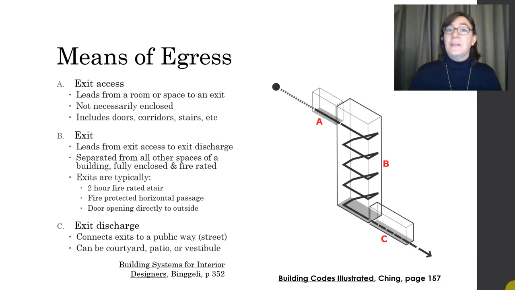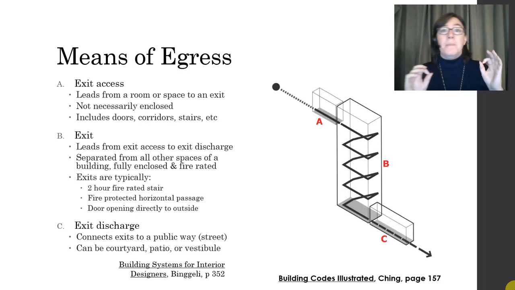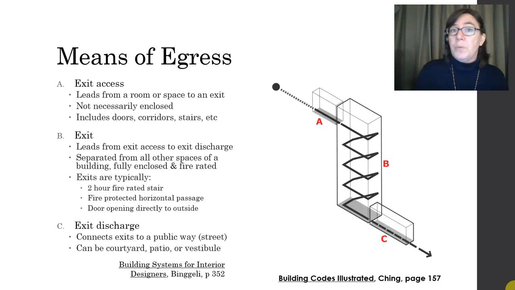First, the exit access is the part of your egress system that leads from a room or a space, wherever your occupant is in the building, to an exit. The exit access is not necessarily enclosed or separated from the rest of the spaces in your building. And this can include corridors, hallways, doors, open stairs, intervening rooms if you have to go through a different room. All of these are part of the exit access. They are the way that you access or get to the exit.